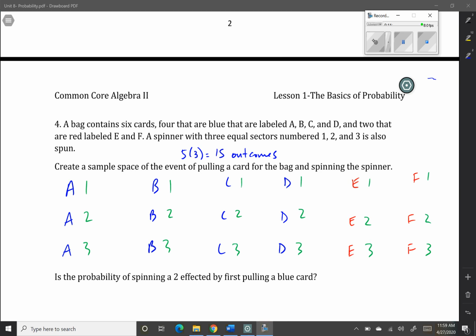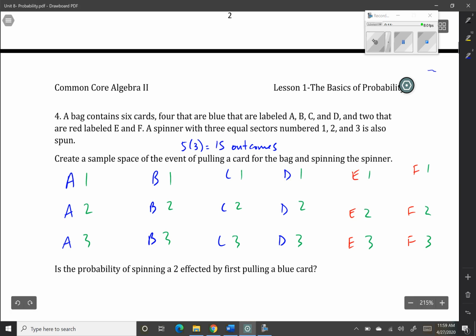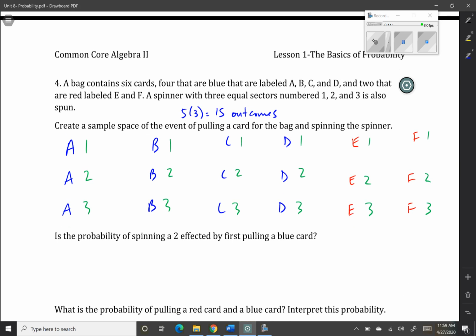Okay, so taking a look at this, we have 15 different outcomes. I labeled mine color coded to help us with the questions below. So we have our 4 blue cards, A, B, C, and D, and our 2 red cards, E and F. Each one can be attached to a spinner outcome of 1, 2, or 3. So 15 different possibilities. The next question says, is the probability of spinning a 2 affected by the probability of pulling a blue card?